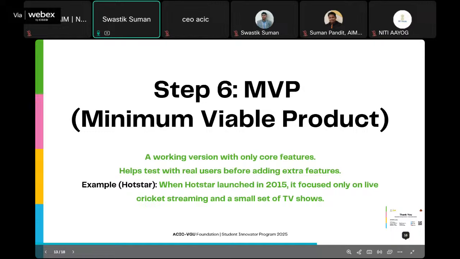Example, we will be talking about Hotstar. जब Hotstar launch हुआ था 2015 में, उन्होंने सिर्फ live cricket को stream और small set of TV shows को show up किया था.